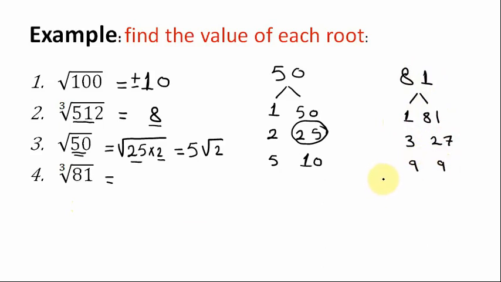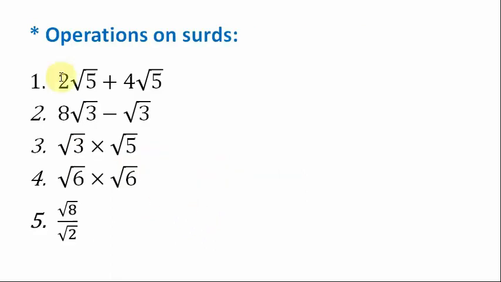Which number here other than 1 is a perfect cube? We have 27. So cube root of 81, instead of 81, I'm gonna write cube root of 27 multiplied by 3. And we will find the cube root for each number. So cube root of 27, what is the number I will multiply by itself 3 times and give me 27? So it's 3. Cube root of 3, we keep it here. So the final answer is 3 cube root of 3. Okay.